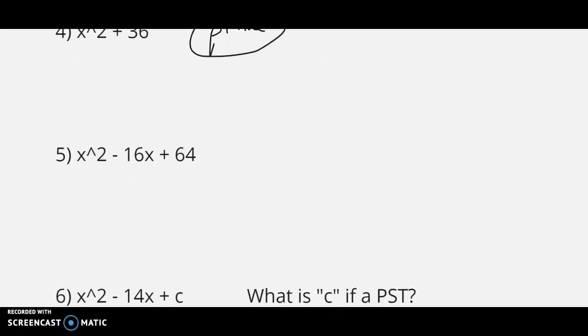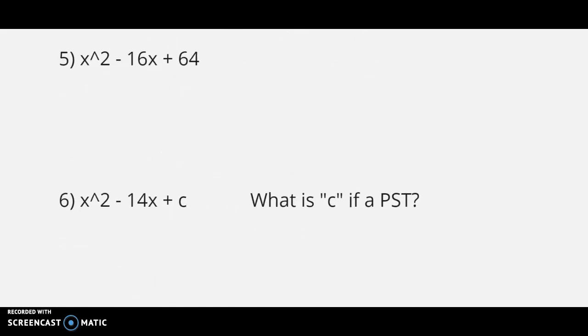Alright, let's look at another couple examples here. x squared minus 16x plus 64. Okay. Take the square root here, take the square root here. Notice the minus sign. We're going to have x minus 8 quantity squared.